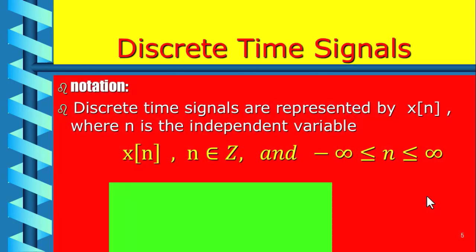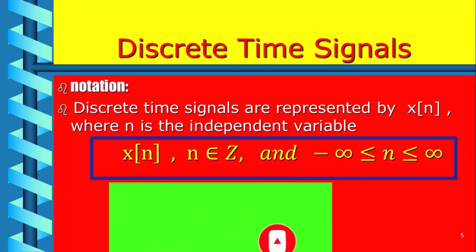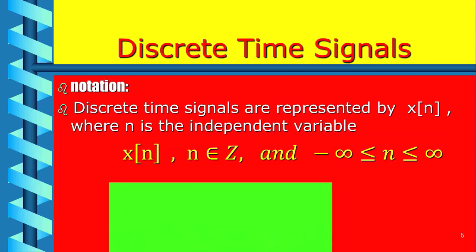The notation: discrete time signals are denoted by x of n, where n is an element of Z. It is not defined for non-integer values, and the value of n ranges from minus infinity up to infinity.